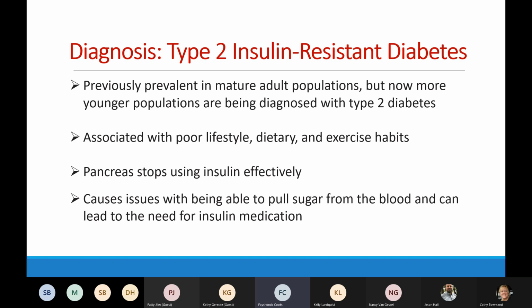And it causes issues with being able to pull the sugar from the blood. And in some cases, in a lot of cases, persons with type 2 diabetes end up having to take insulin. Most start with metformin or something to that degree, but many progress to insulin if they're not able to make the changes in their lifestyle and diet to ensure an adequate blood glucose or A1C rate.